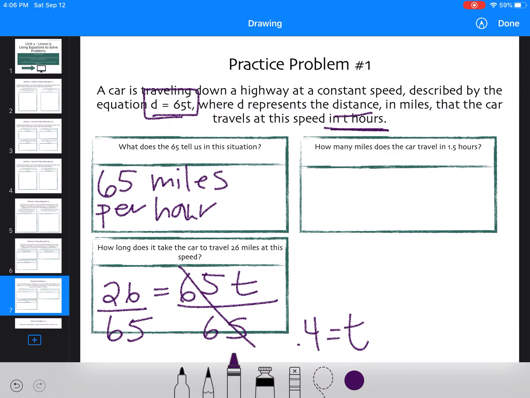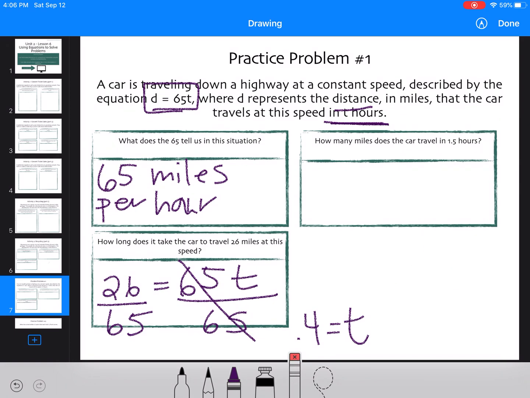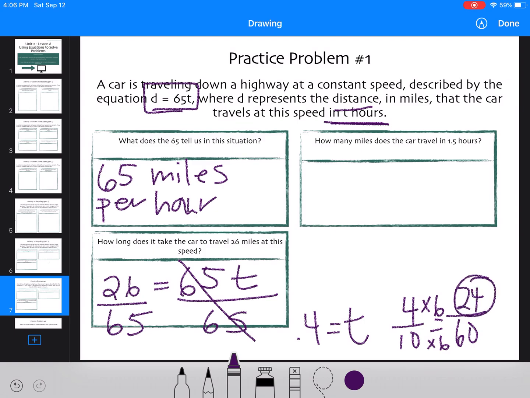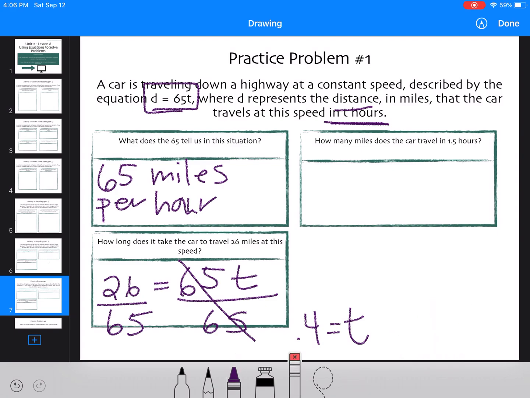So if I'm thinking about an hour, and I'm thinking about 4/10 of an hour, what would that be? So there's 60 minutes in an hour. So I would multiply by 6, multiply by 6. So that gives me 24 minutes would be an equivalent ratio to what I have now. So my time would be 24 minutes.